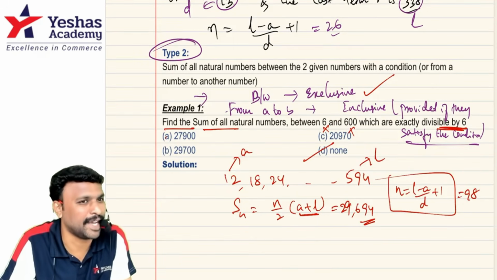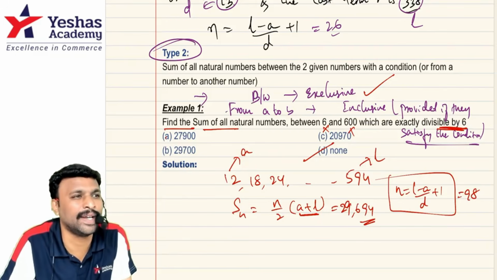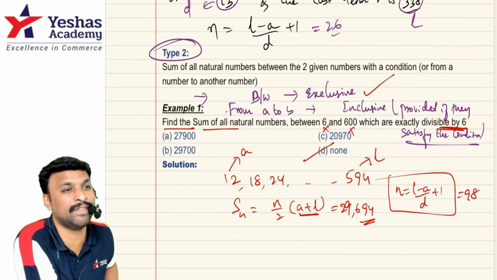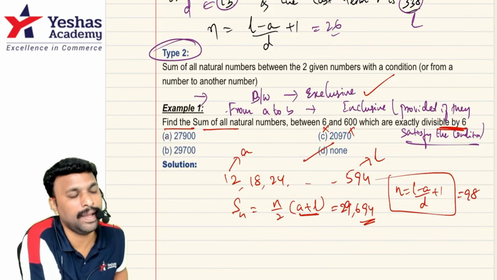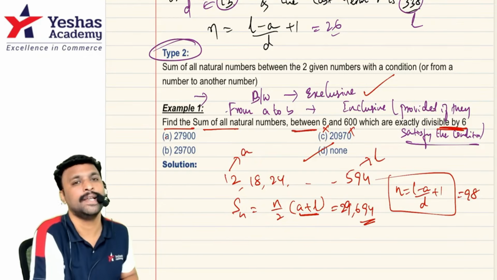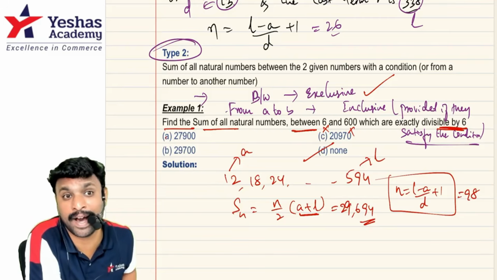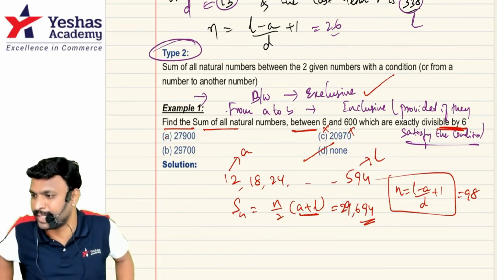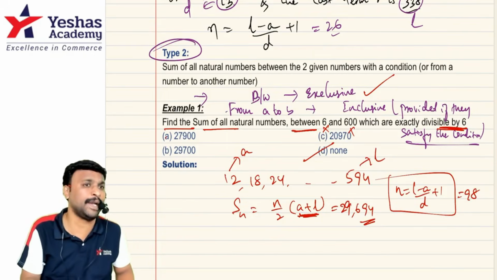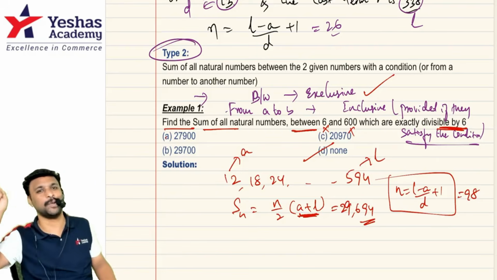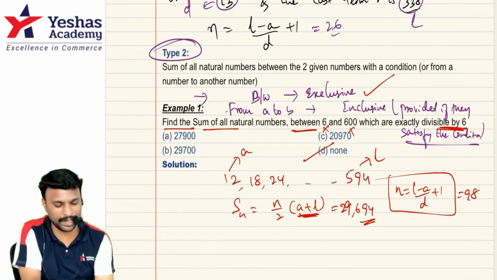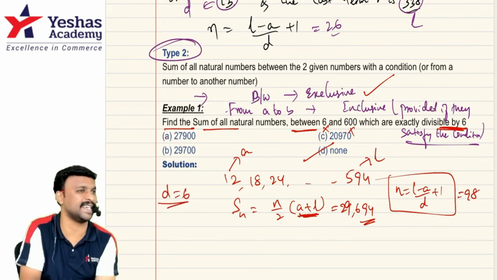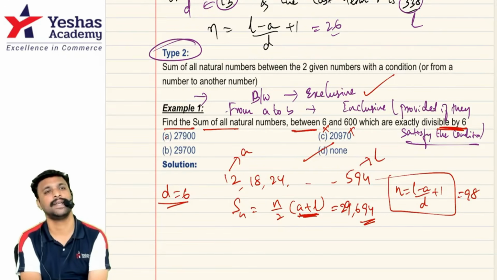Everybody clear? Should I explain once again? Have you understood why 6 and 600 are not considered even though they are divisible by 6? Because what they have mentioned is between. So you're not going to consider those two numbers because they are exclusive. Online students, is it clear? Why have I used the Sn formula, N by 2 into A plus L? Because I know first term, I know last term of the sequence. What's the common difference here, everybody? 12, 18, 24 and all? It is 6. You're getting it.